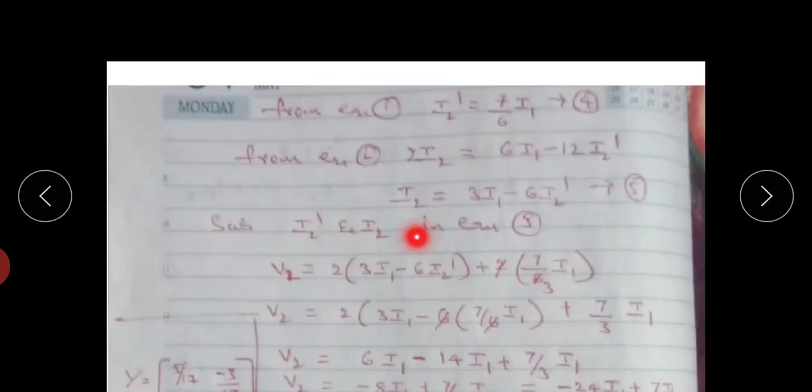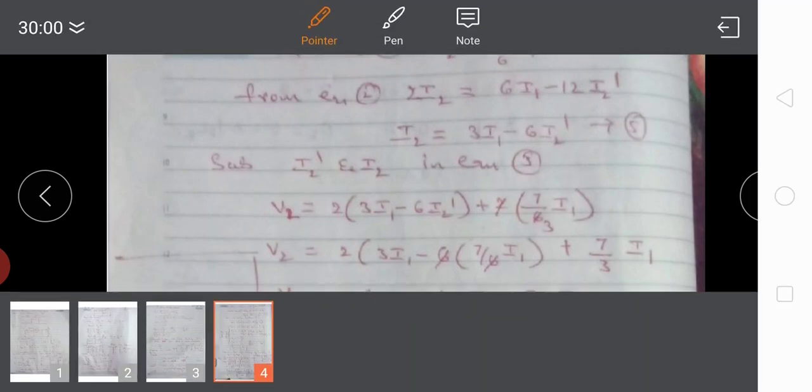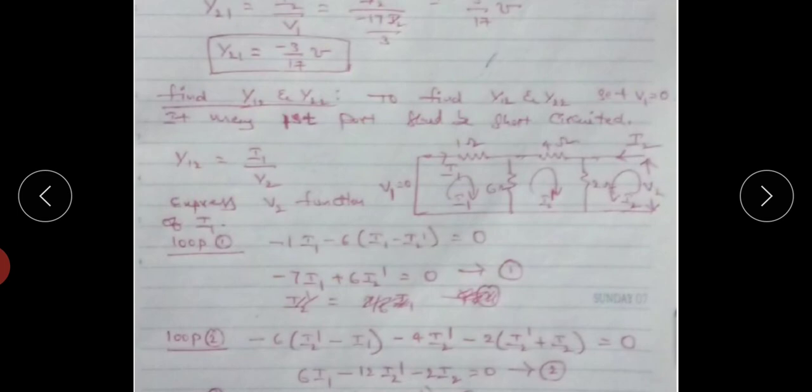So next, from equation 1 write the I2 dash equation. Equation 1: minus 7 into I1 plus 6 into I2 dash equals 0. So I2 dash equals 7 by 6 into I1. So this is equation number 4.